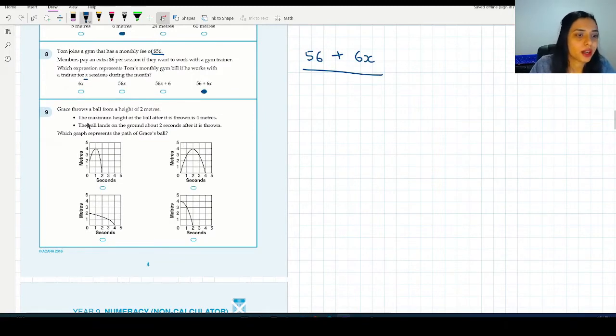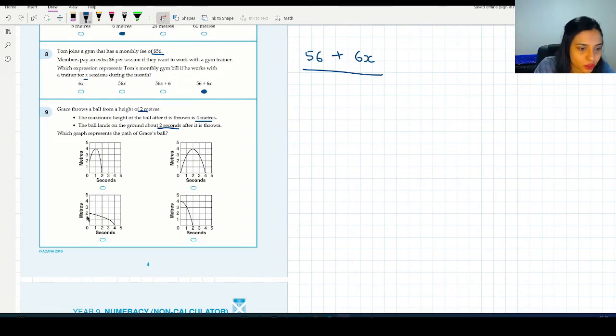Let's look at question 9. Grace throws a ball from a height of 2 meters. The maximum height of the ball after it is thrown is 4 meters. Let's just underline the important numbers here. The ball lands on the ground about 2 seconds after it is thrown. Which graph represents the path of Grace's ball? So we know that it is thrown from a height of 2 meters. So at 0 seconds, when it's thrown, we need the height to be 2 meters.